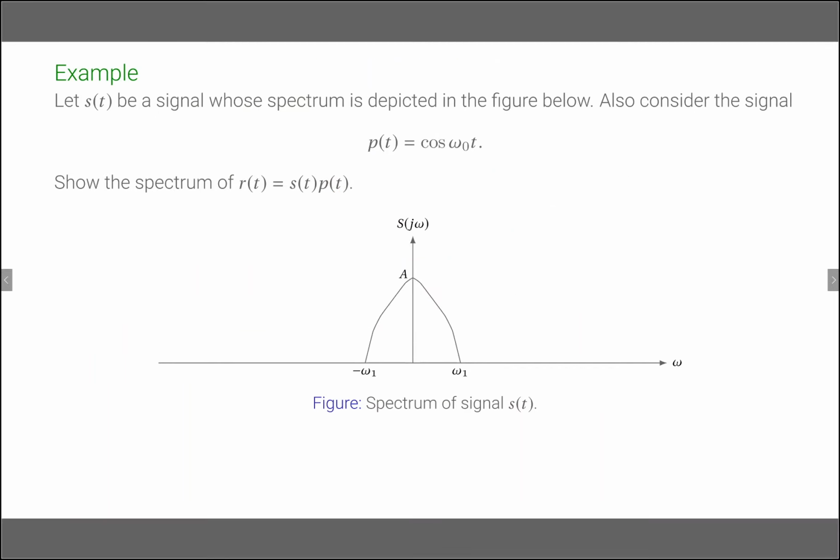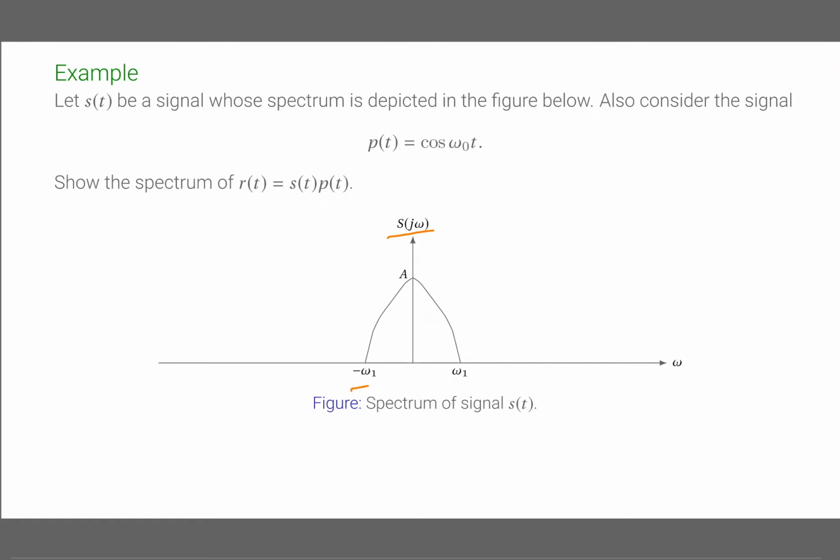So we can see this pictorially. Let's say s(t) is a signal whose spectrum is depicted in the figure below. Let's consider S(j omega) like this, from minus omega 1 to omega 1. Also consider the signal p(t) equals cos omega naught t, and now we want to show the spectrum of r(t) equals s(t) times p(t).